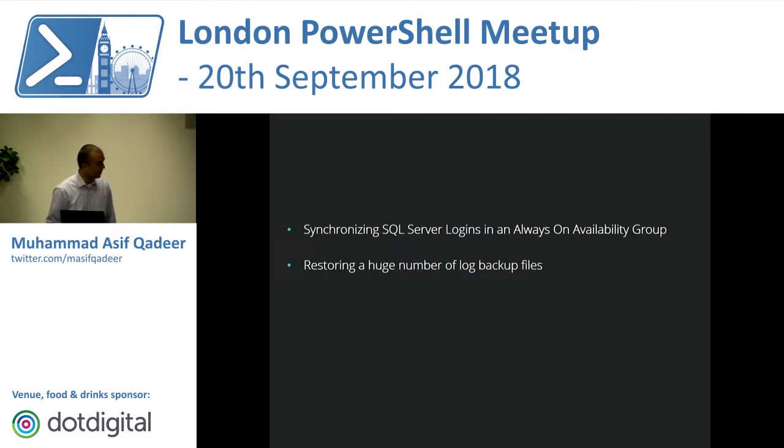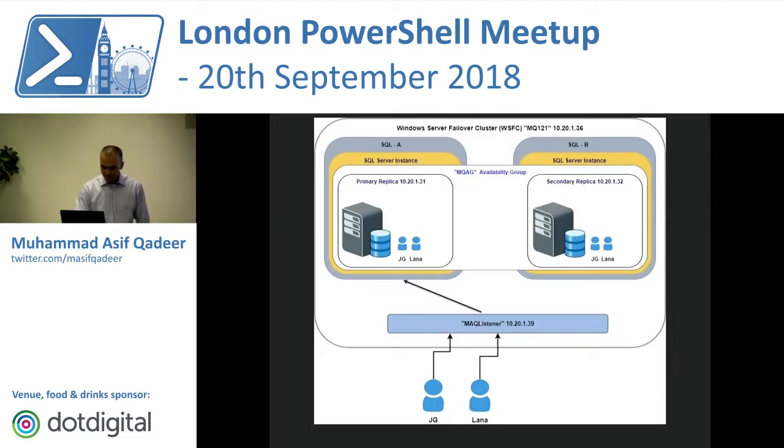Today I'll talk about synchronizing SQL Server logins in an Always On availability group and restoring log backups. Sometimes you don't have a differential backup or you can't take a differential backup, and you have a lot of files to restore, so how do you do that? I'll start with the availability groups. This is a typical scenario.